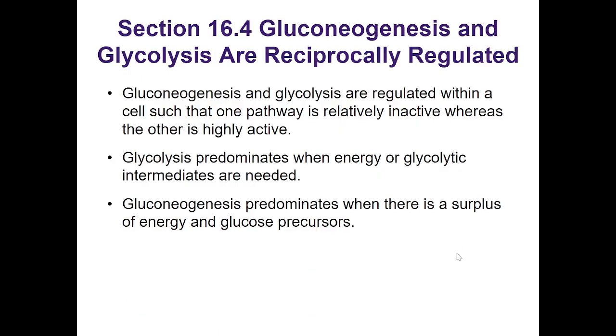So gluconeogenesis and glycolysis are going to be regulated within a cell such that one pathway will be relatively inactive, whereas the other one is highly active. It wouldn't make much sense to continuously convert back and forth in between, right? Okay, so what do you think those signals are going to look like? If a signal activates glycolysis, what would you expect from it? What will it do to gluconeogenesis? Yeah, hopefully it inactivates, right?